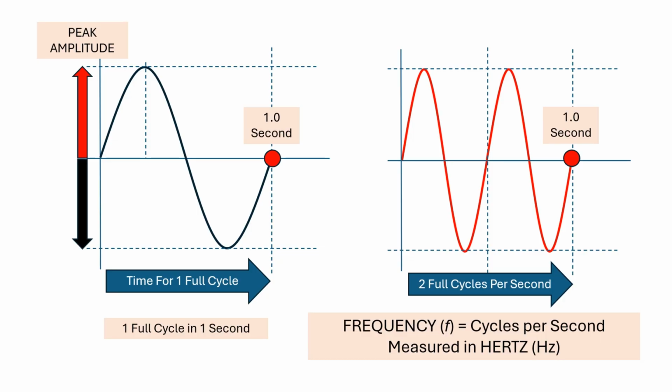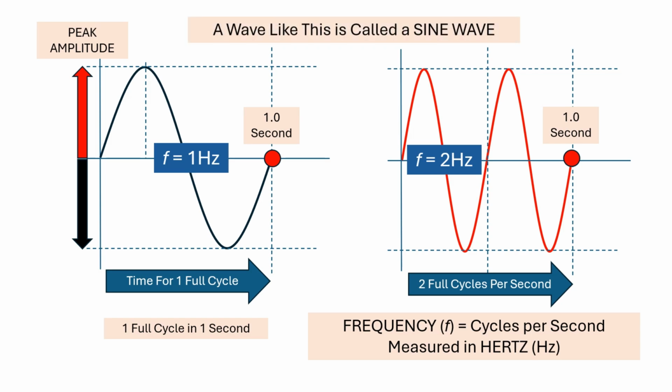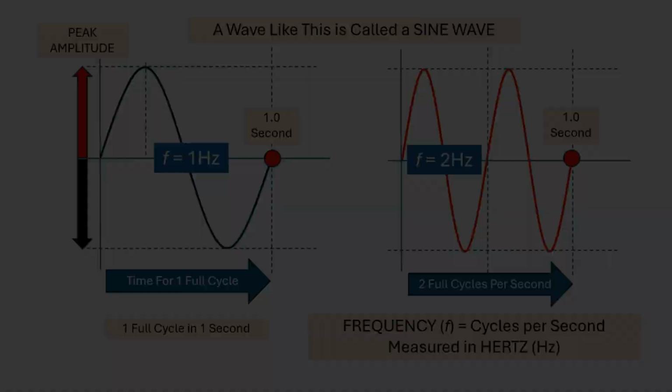Frequency is measured in Hertz, in honor of the German scientist who confirmed the existence of electromagnetic waves. Our first example has a frequency of 1 Hertz, which we shorten to Hz. Our second example has a frequency of 2 Hertz, or 2 cycles per second. The shape of this wave is common in nature as it describes many forms of natural vibrations. It is called a sine wave, after the mathematical formula that describes its variations.